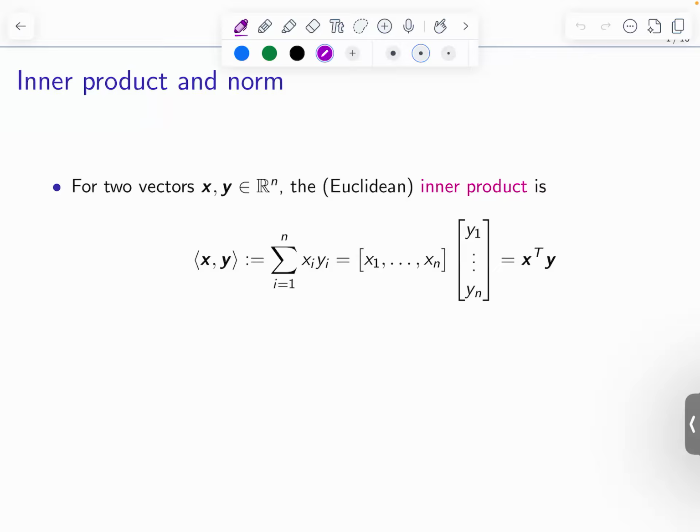So how many people have seen inner product in your algebra? So what is an inner product? Let's go. Yes. Show that it's starting. Anyone managed to? No?